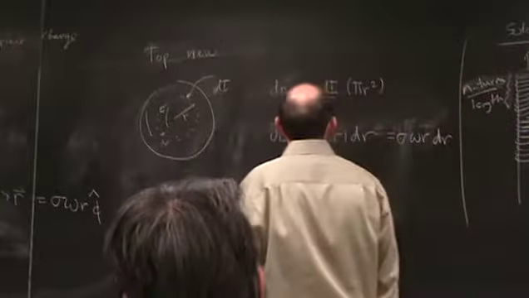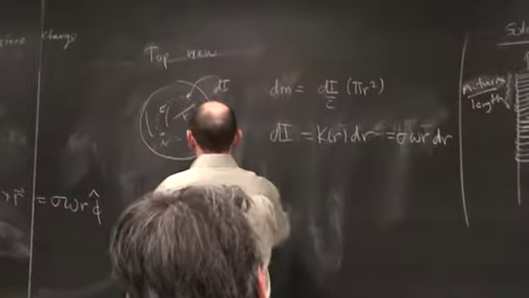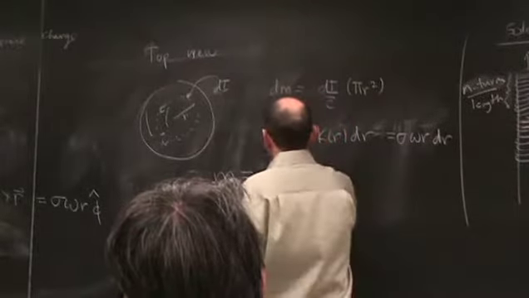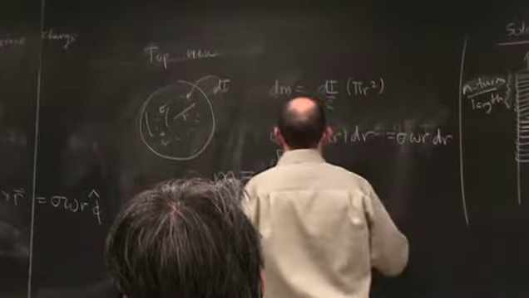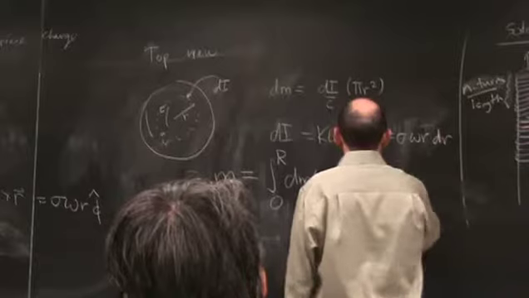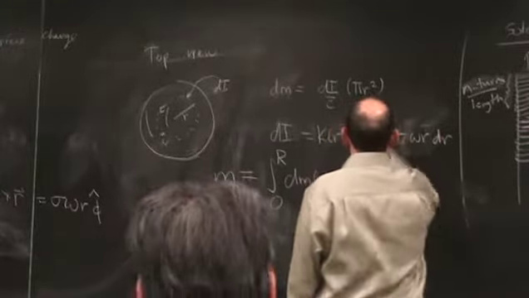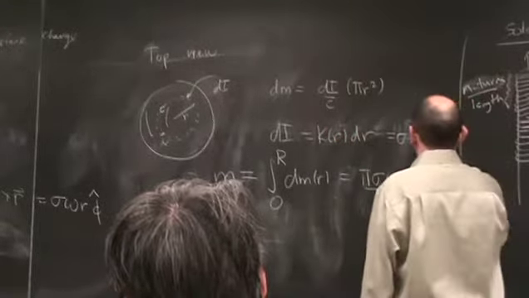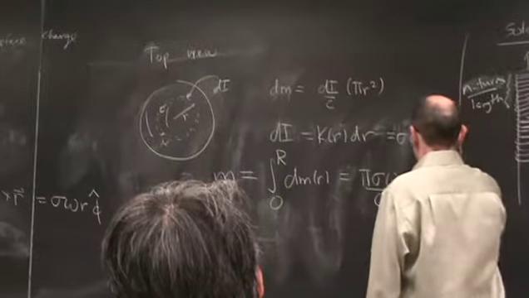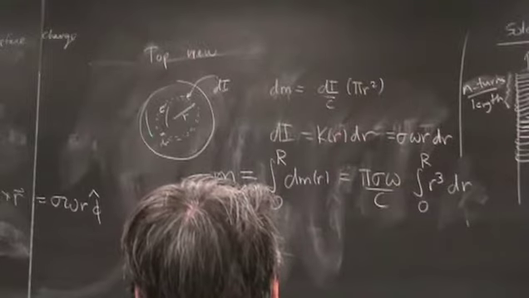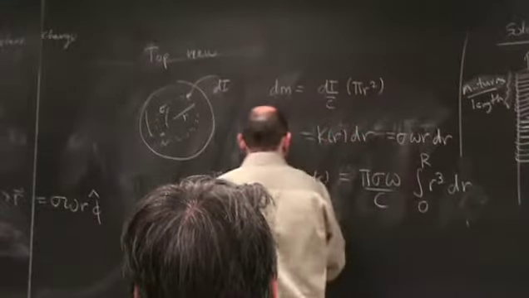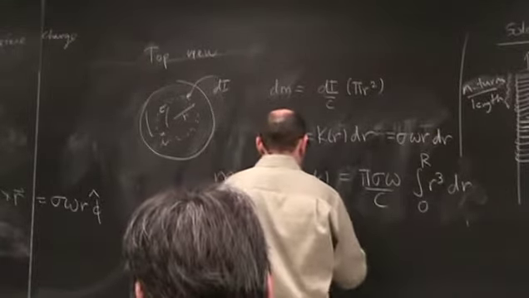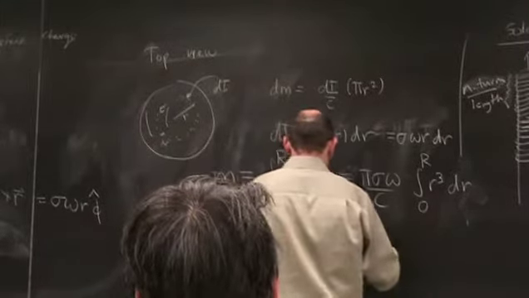So that tells me that the total magnetic dipole moment, the magnitude of it, is the integral from 0 to R of dm as a function of r, which is equal to, put all this together, pi sigma omega over c, integral of r cubed dr from 0 to R. That is equal to pi sigma omega over 4c, R to the 4th.